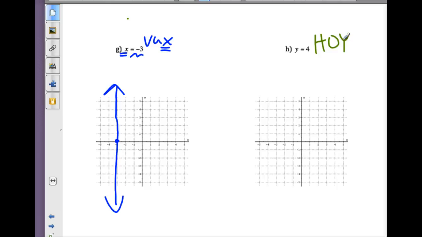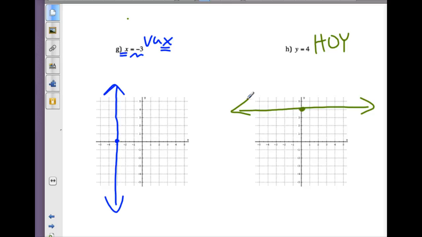Jack Muir, how would we graph that one? Go ahead. Write a question. I got a question. Jack Muir, how do we graph it? We would put the point on the y-axis, positive 4. Horizontal line.